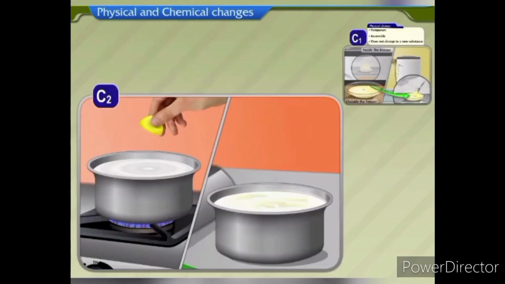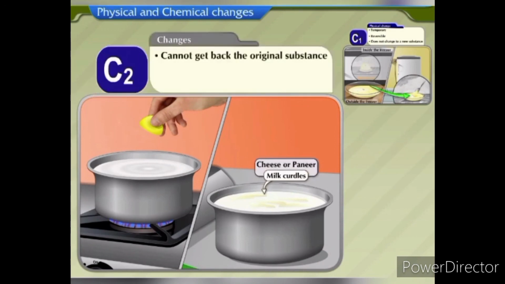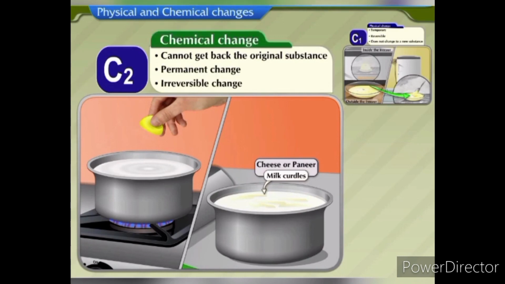In change C2, milk curdles to form a new substance, cottage cheese or paneer as it is commonly called. We cannot get back the original substance milk. That is, it is a permanent and irreversible change, and hence it is called a chemical change.